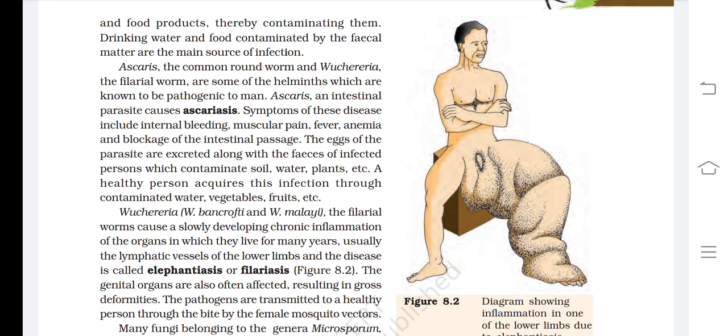Ascaris, the common roundworm, and Wuchereria, the filarial worm, are some of the helminths which are known to be pathogenic to man. Ascaris, an intestinal parasite, causes ascariasis. Symptoms of this disease include internal bleeding, muscular pain, fever, anemia, and blockage of the intestinal passage. The eggs of the parasite are excreted along with the feces of an infected person, which contaminates soil, water, plants, etc. A healthy person acquires this infection through contaminated water, vegetables, fruit, etc.